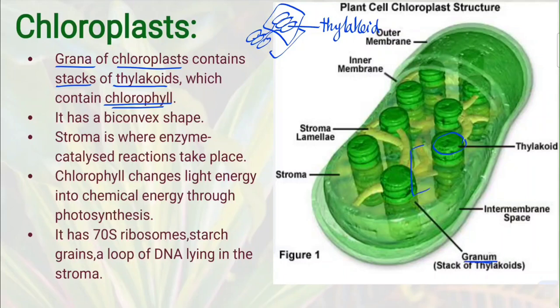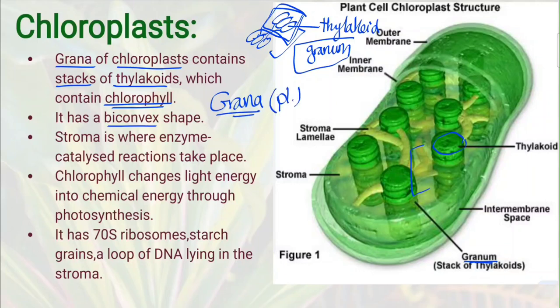Well, granum actually. So if you're talking about this part, this is called granum, while the plural form of it is grana. This is the plural form, so take care. It has a biconvex shape, just like the mitochondria. Like if you're drawing the mitochondria, you're going to also draw it like that. And this is called a biconvex shape.